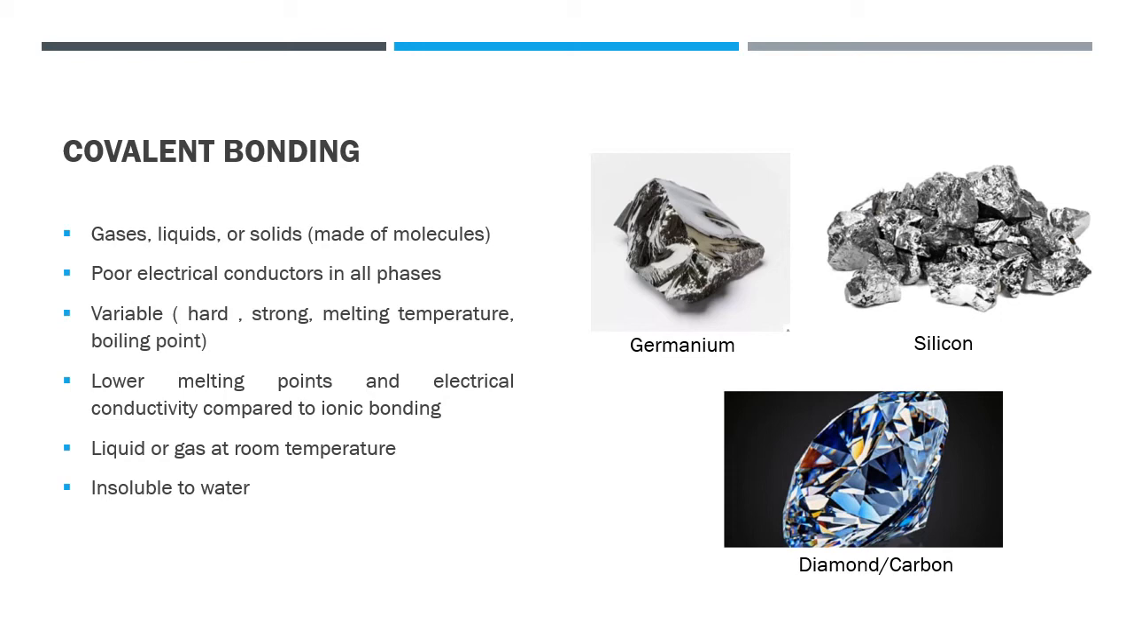But it has a lower melting point and electrical conductivity compared to ionic bonding. It could also be liquid or gas at room temperature, different from ionic bonding, which is solid at room temperature. And covalent bonding elements are usually insoluble in water. So it's very different from ionic bonding elements. On your right is an example of covalent bonding in the solid state. We have germanium, silicon, and also diamond, which is actually made from carbon.